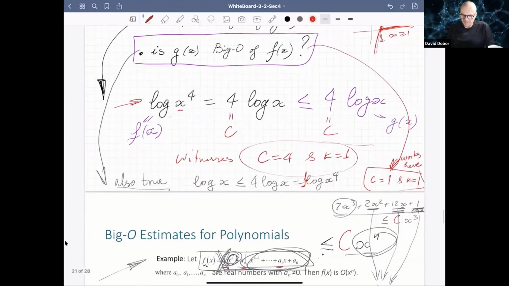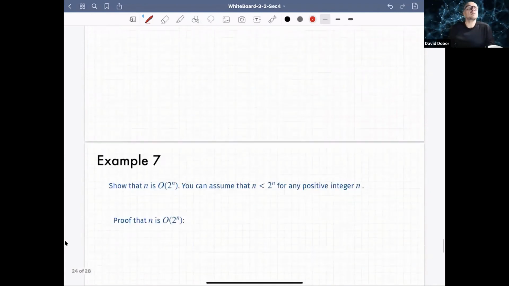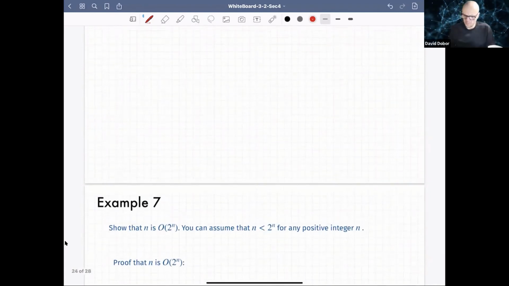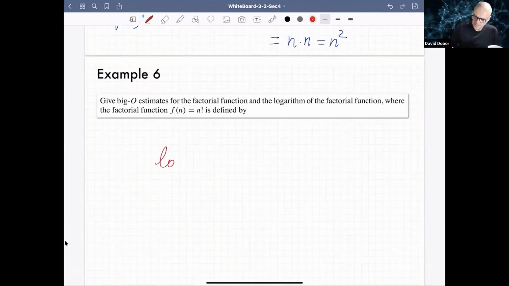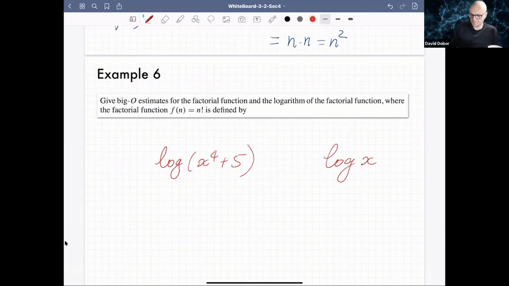Okay, so how about if I had something like the example I'm going to show you now? I'll switch the screen with the few minutes that we have left. So how about if I had log of x to the 4th, compared to log of x? Okay, now I have this extra wrinkle here. Let me switch the screen.